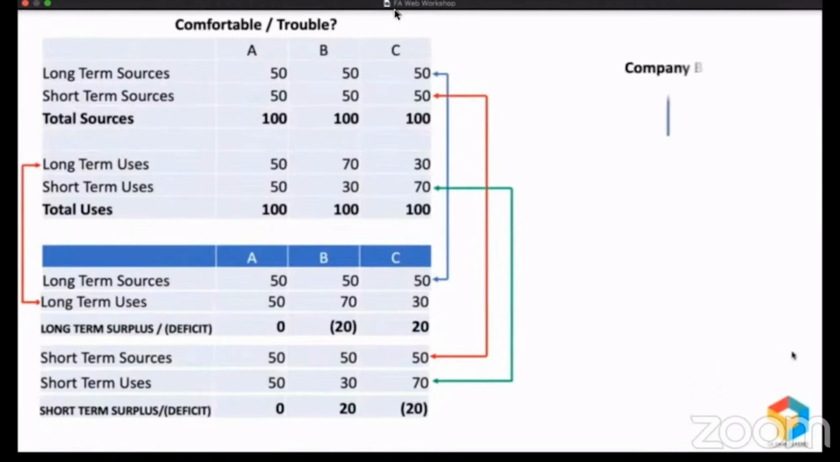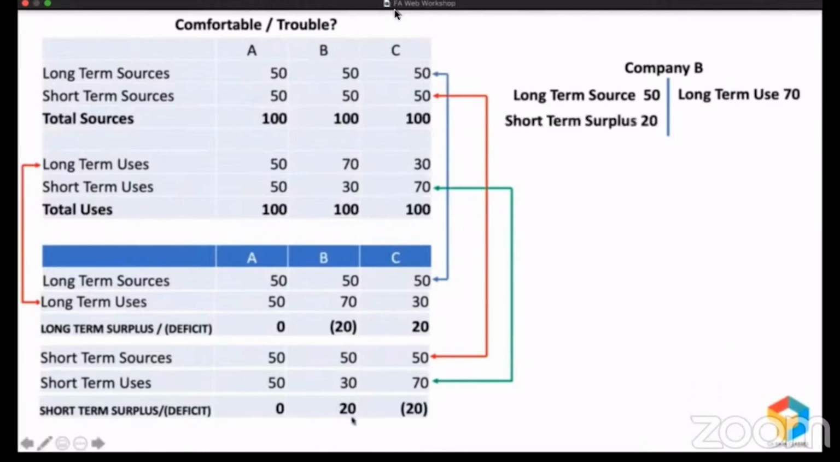Pay attention here. Company B, they raised a long-term source of 50, but they created a long-term use of 70. How is that possible? With 50, you cannot create 70. So from where did they get the remaining 20? Obviously, they got that remaining 20 from here. So this short-term surplus of 20 with the long-term source of 50, they got money worth 70 million, which they have used for long-term purpose. And because of this reason, we say company B is in trouble.